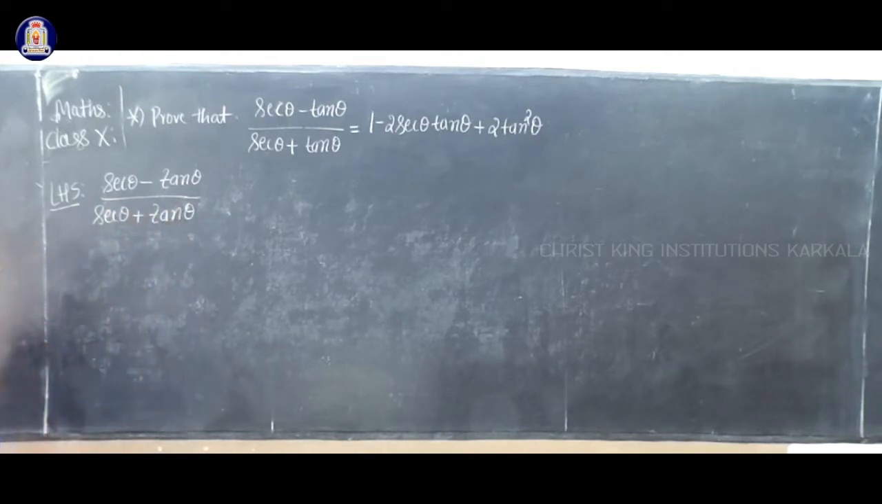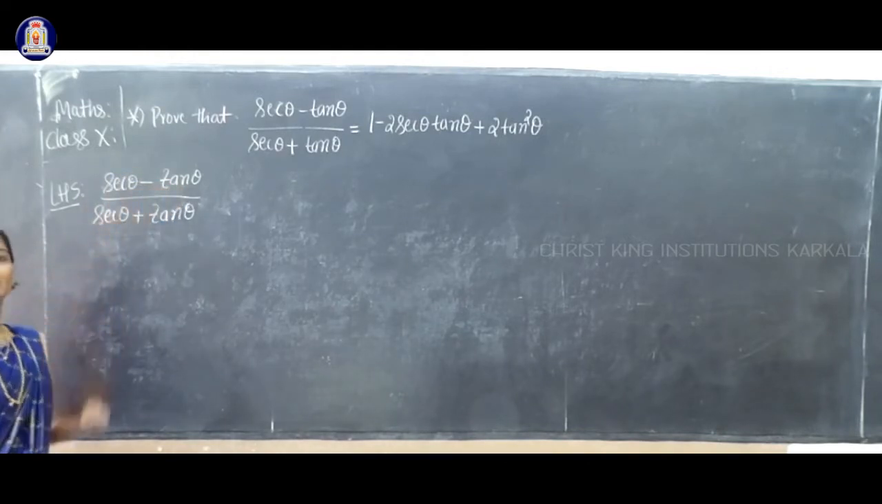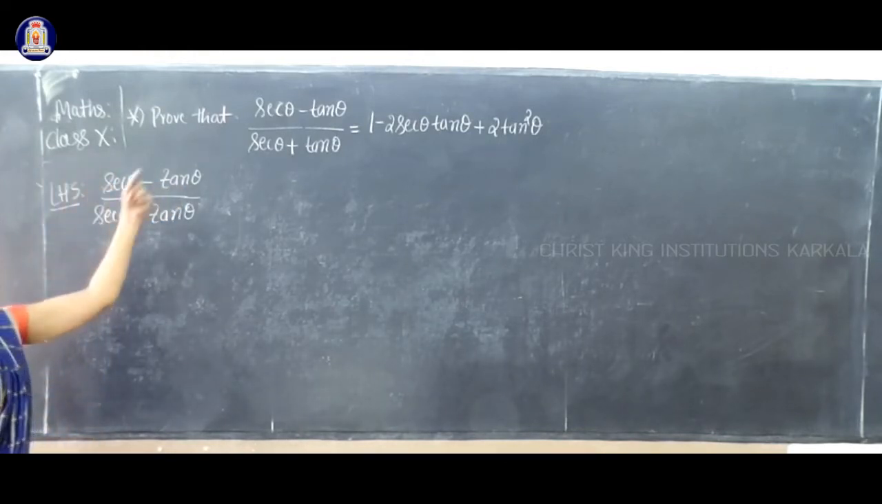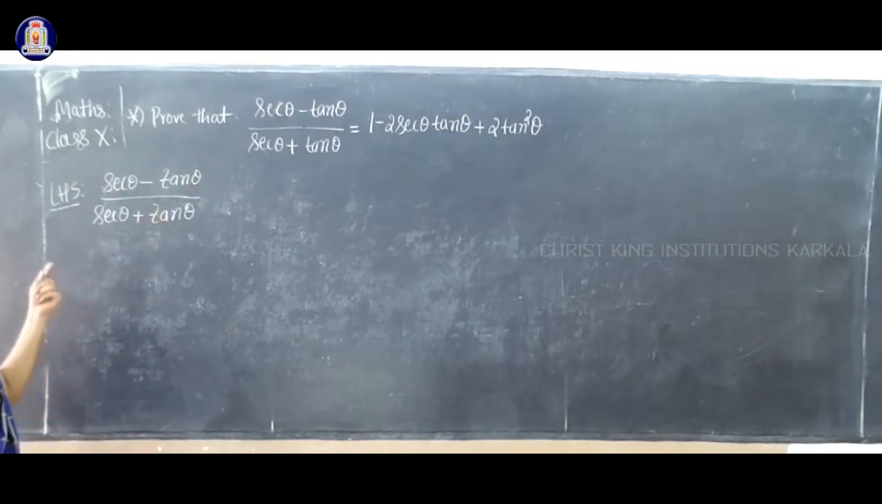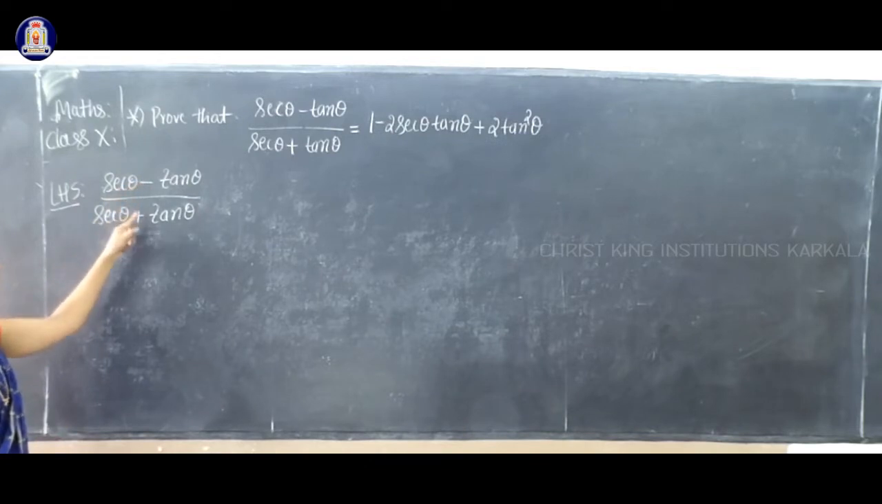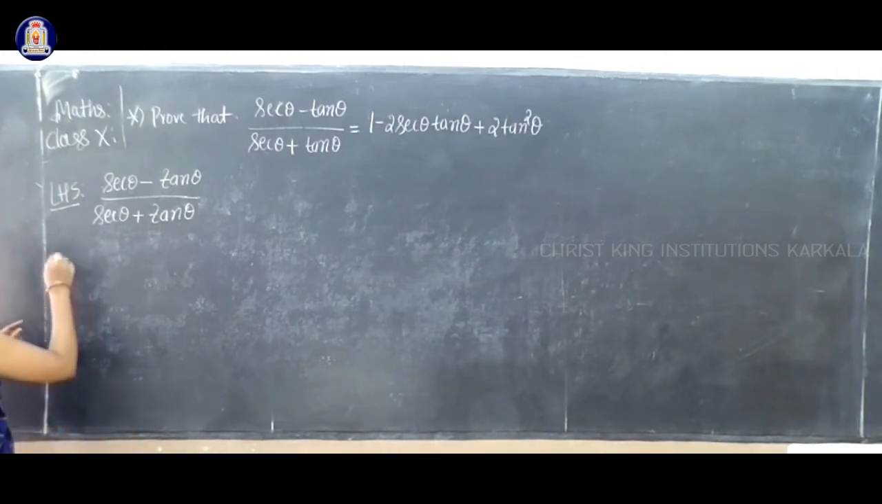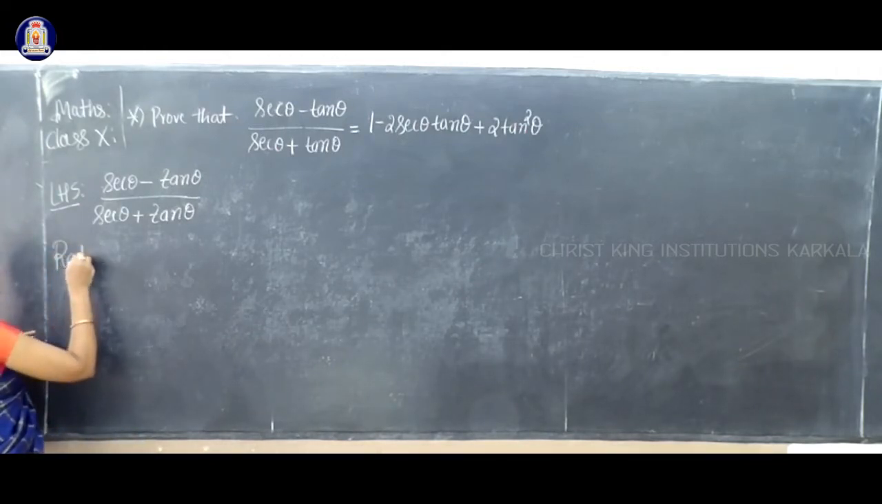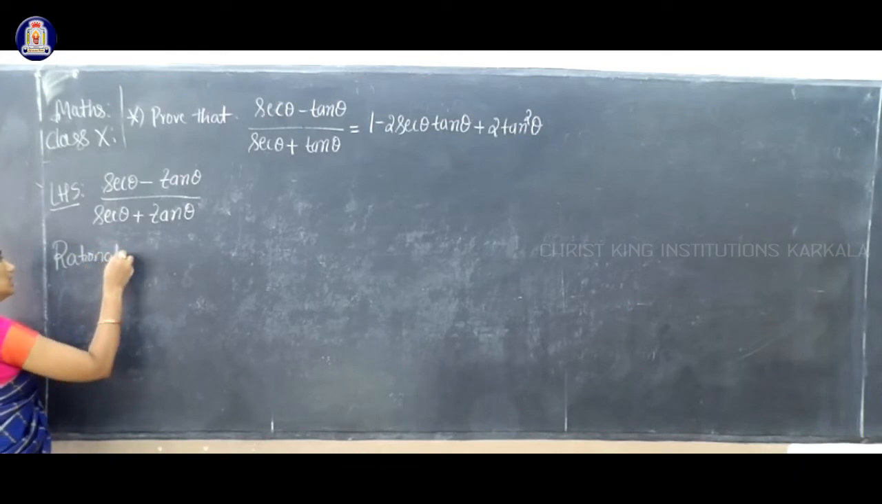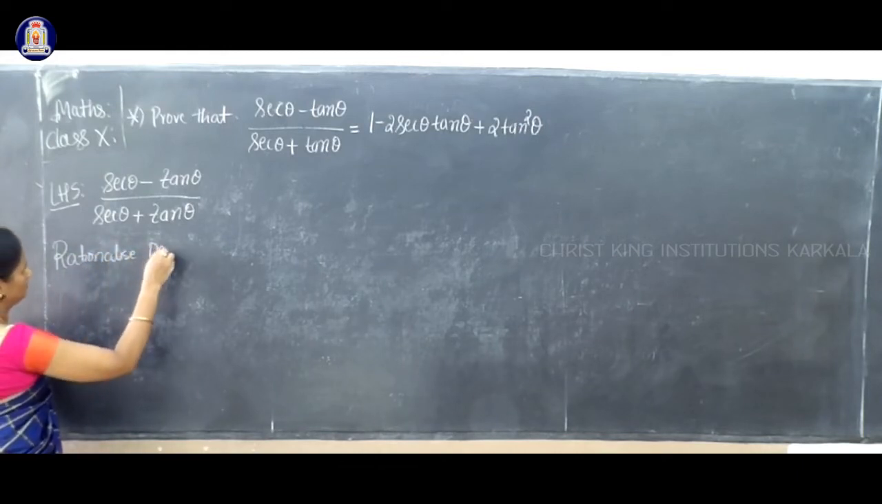Now how to simplify this? Is it possible to apply your identity? No, right? Why is it not? Here it is secant theta and tan theta. Your identity is secant square and tan square, right? And for the denominator also it is not possible. Now next is numerator divided by denominator. Which method here? Rationalization, right? So use rationalize. So rationalize the denominator.